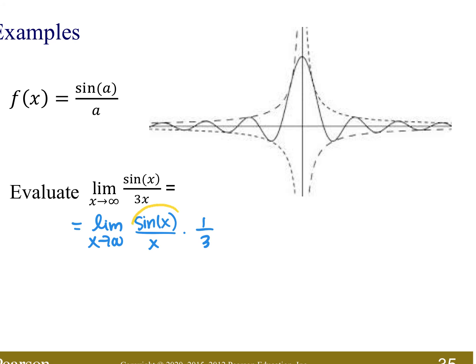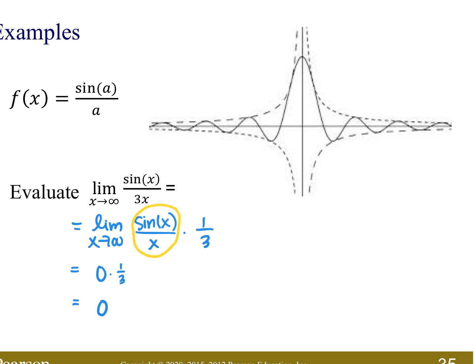So now this dampens to what number? 0. That dampens to 0 because we're talking about quadrants 1 and 4. And if that dampens to 0, what does that do to the 1/3? It wipes it out, right? 0 times 1/3. So the answer to this is not 1/3. The answer to it is 0.